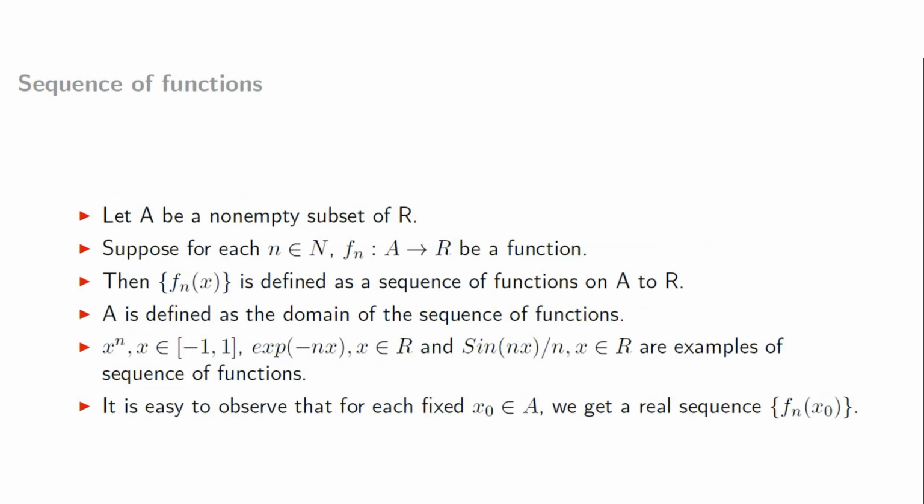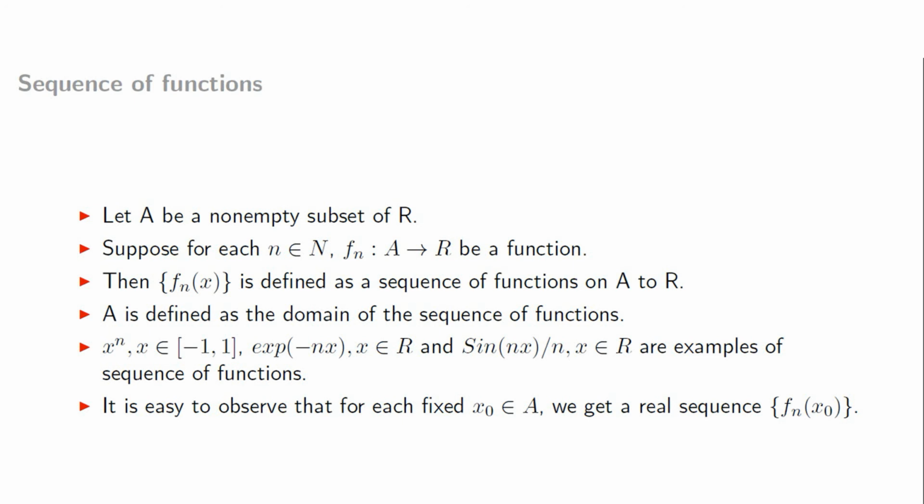So let us formally define this. Let capital A be a non-empty subset of the real line. Suppose for each integer n, fn is a mapping from A to R. That is, fn is a function from A to R. Then fn(x) is defined as a sequence of functions on A to R. A is defined as the domain of the sequence of functions. For example, we can consider x to the power n, x belonging to minus 1 to plus 1, e to the power minus nx, x belonging to the whole real line, or sin nx by n, x belonging to the whole real line, as examples of sequence of functions.